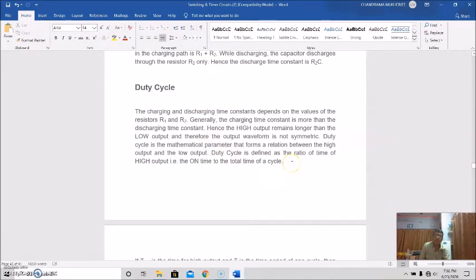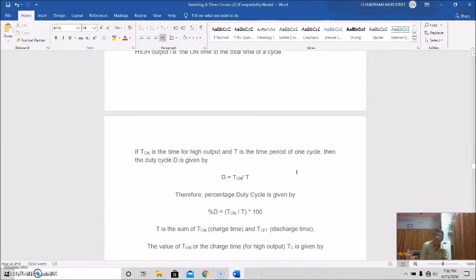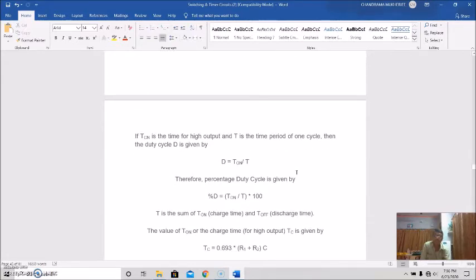So, not symmetric. Duty cycle is the mathematical parameter that forms a relation between the high output and the low output. Duty cycle is defined as the ratio of the time of high output, that is the on time, to the total time of a cycle, where T is T on plus T off. So if T on is the time for high output, and T is the time period of one cycle, then the duty cycle D is given by D equal to the ratio of T on and T, that is T on by T.